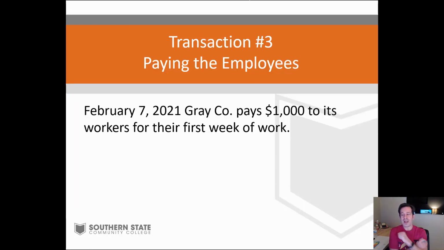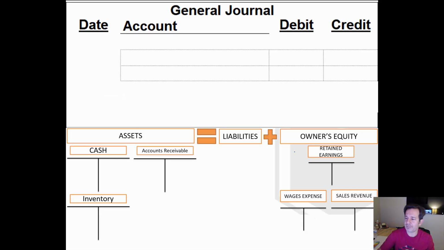Transaction number 3, we're going to pay our employees. The employees want to be paid after a week or so, we better give them a paycheck. February 7, we pay $1,000 to our workers for their first week of work. So cash is going out. We got cash going out the door, and we have an expense of labor. We got wages that we had to pay.